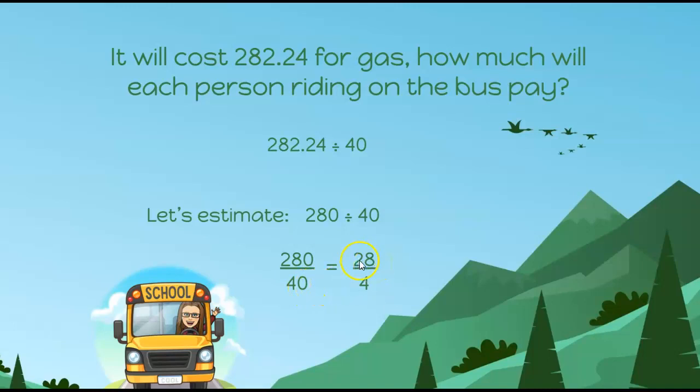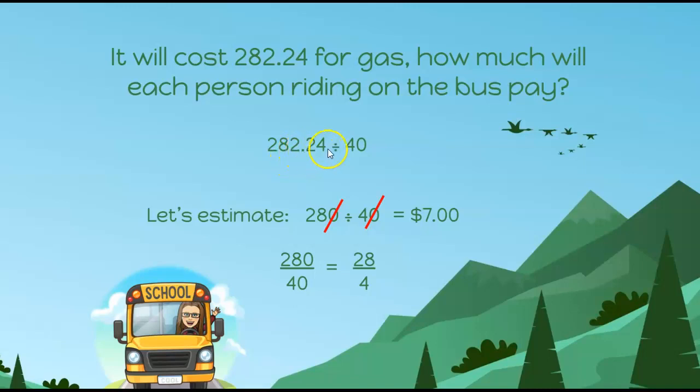And you know that 28 divided by 4 is what? That's right, it's the same as 4 times what gives you 28. And so we get 7. So it's about $7 each person will have to pay for the bus ride. And that's no worries. We include that in our trip costs.